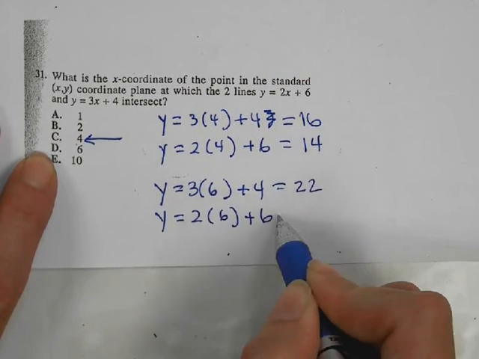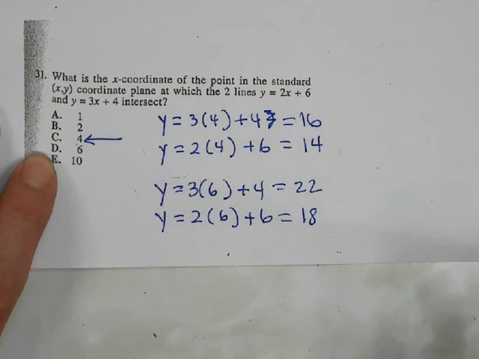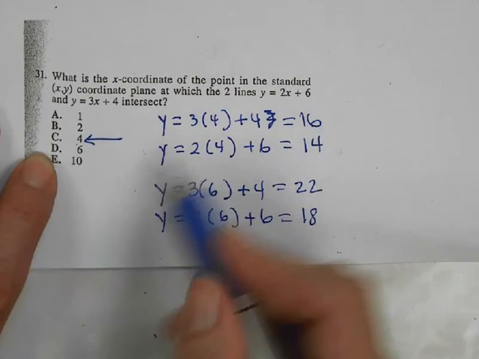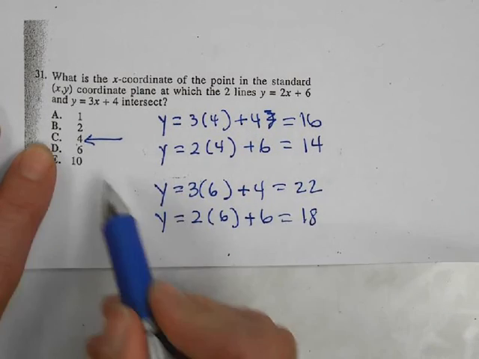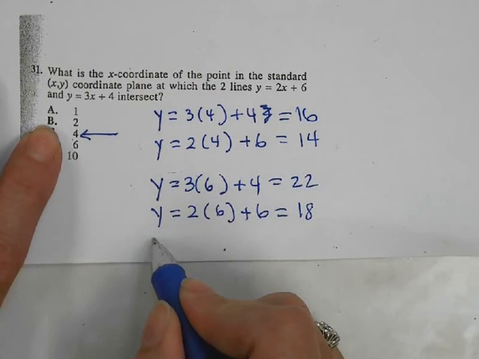18 plus 4 is 22. 12 plus 6 is 18. Whoa, I'm getting a little further apart now. Now notice these are 4 apart. These were only 2 apart. So it looks like I'm getting further away. So I better go back up here to B. So I'm going to check it.